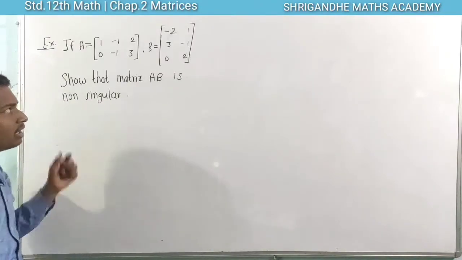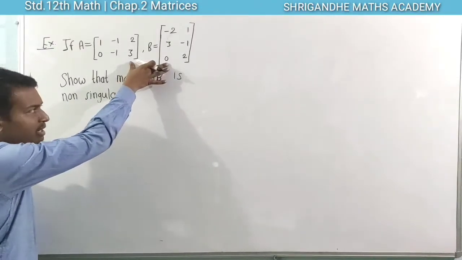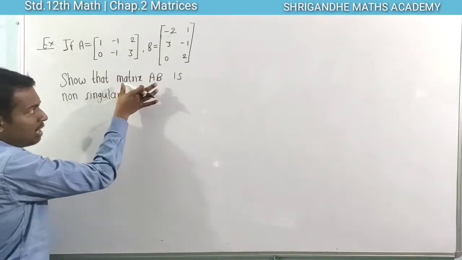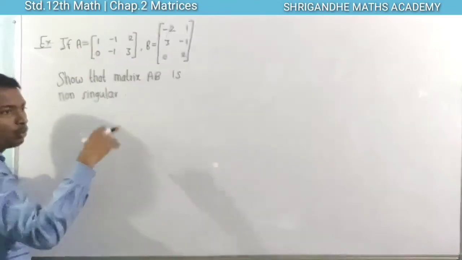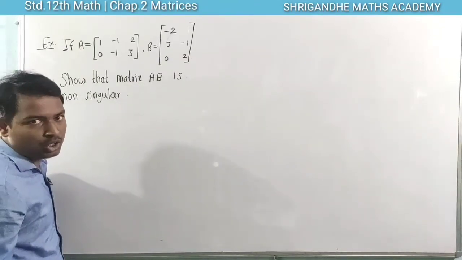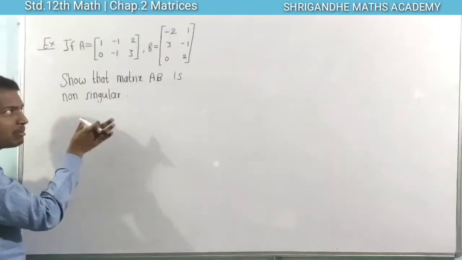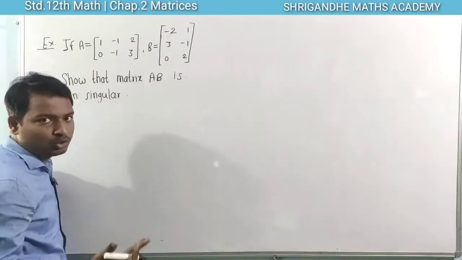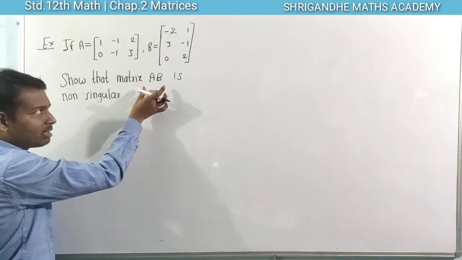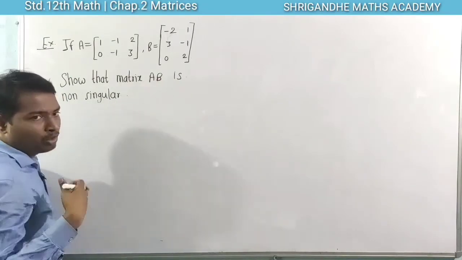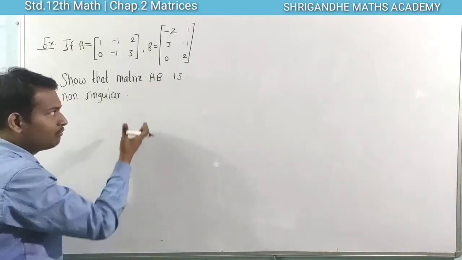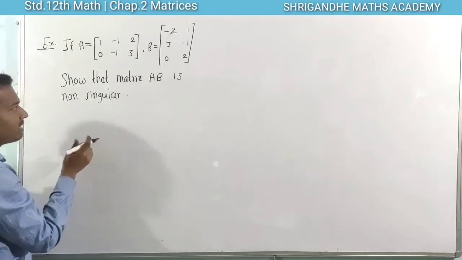Here the question is that given there are two matrices A and B, and we have to show that matrix AB is non-singular. To show matrix AB is non-singular, we show that the determinant of matrix AB is not equal to 0. Why? Because if the determinant of matrix AB is equal to 0, then AB is a singular matrix, and when the determinant of matrix AB is not equal to 0, then we say that matrix AB is non-singular. Therefore, we see how to solve this.